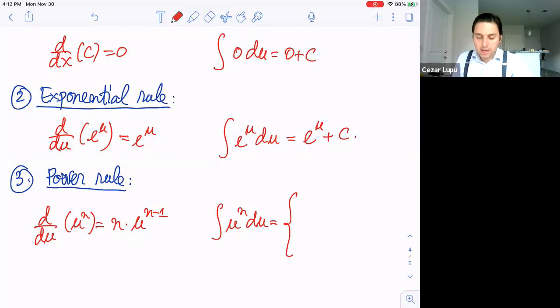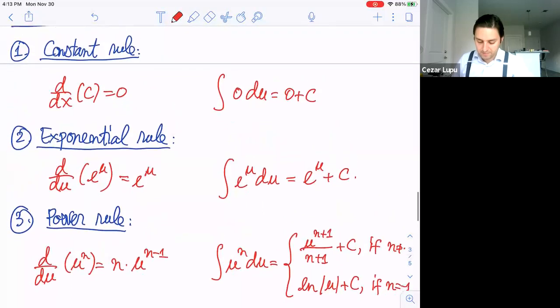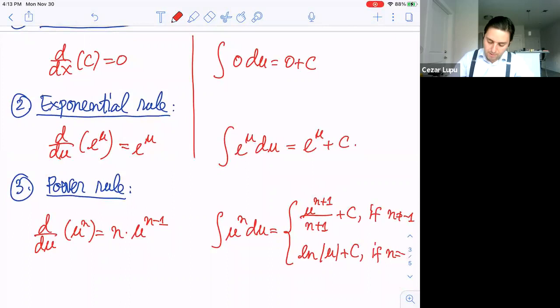For example, if n is different than -1, we will have that this is u to the power n plus 1 over n plus 1 plus c. So if n is not -1, right? And if n is -1, we will have this is natural log of absolute value of u plus constant c if n is -1. So you have to keep this in mind. Okay, let's separate these two.